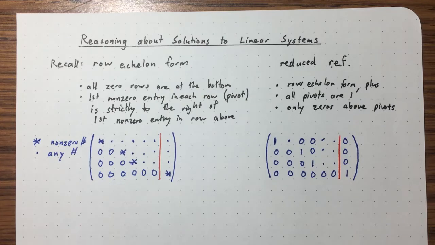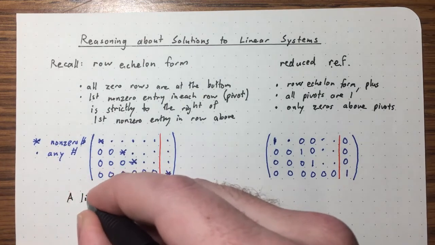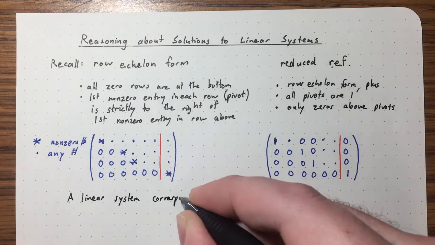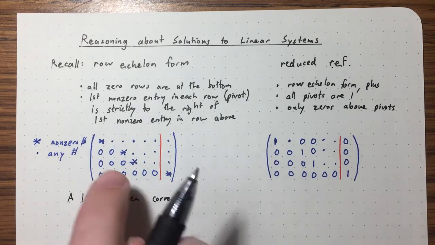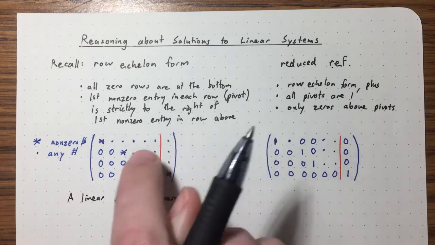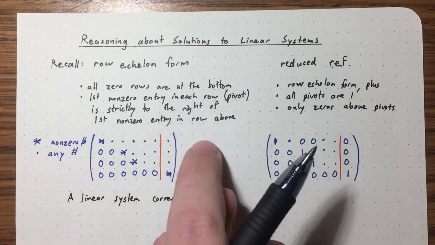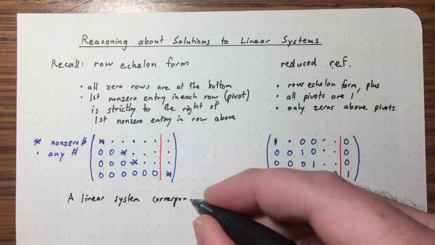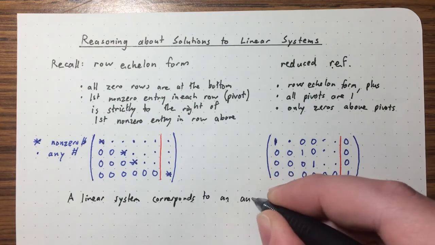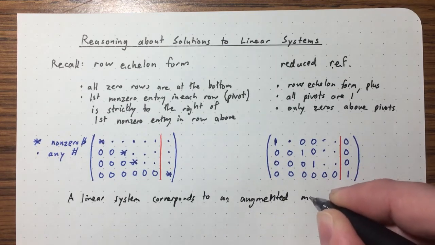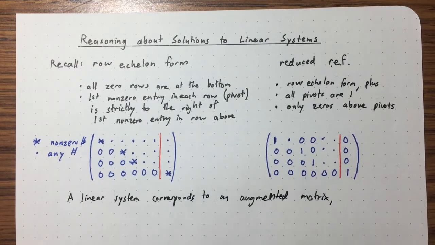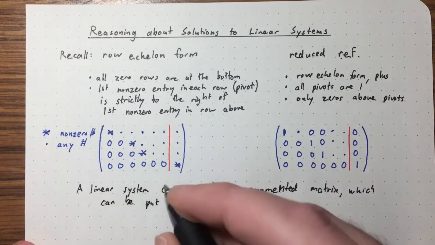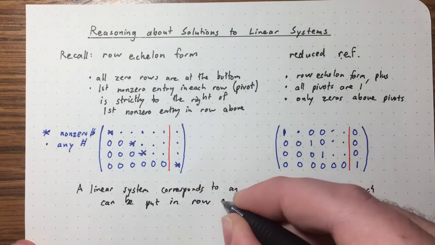Okay, so where do these come from? Well, a linear system of equations corresponds to an augmented matrix. You just write out all the coefficients in the equations along the rows in the matrix. Each equation corresponds to one row in the matrix. And then you have equals some number, and that number comes over here. So a linear system corresponds to an augmented matrix. And then that augmented matrix can be put in echelon form, or row echelon form, or reduced row echelon form.